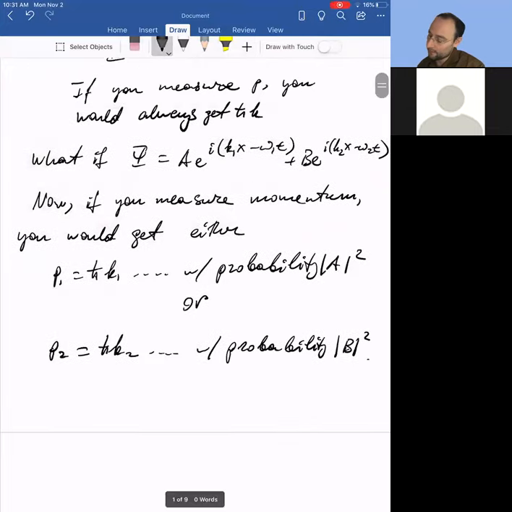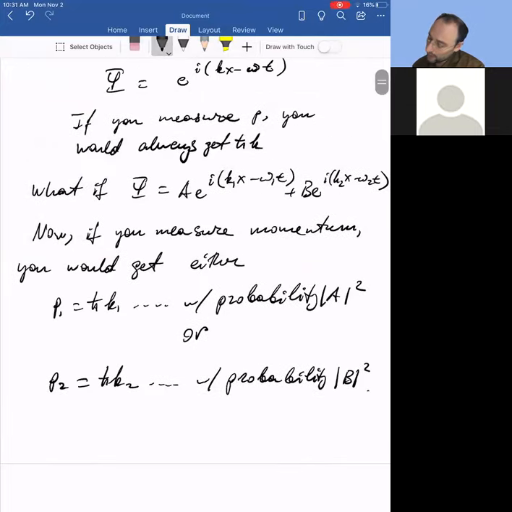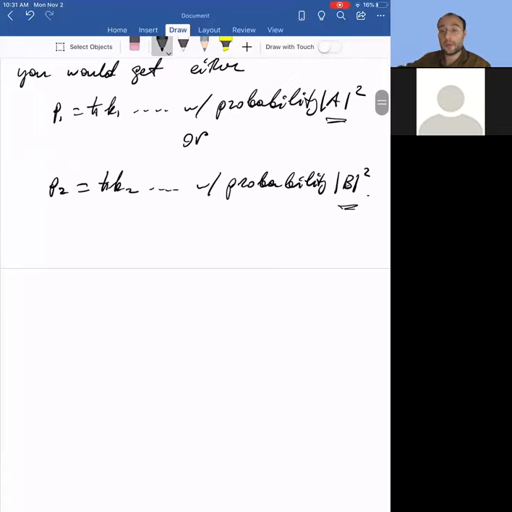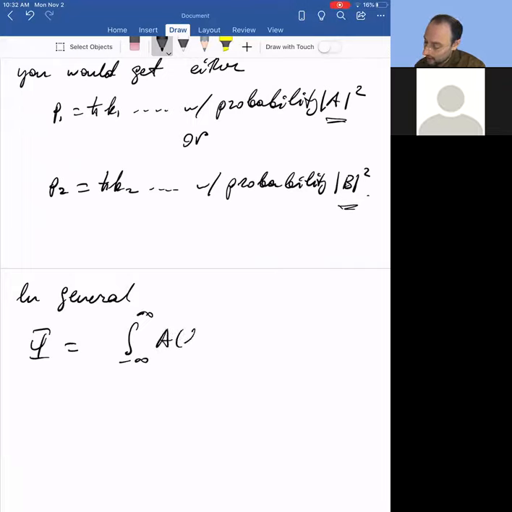Okay, so it's a superposition of two plane waves. Each one has a wave number, and so you can get either h bar k1 or h bar k2, respectively with probability given by this or this. One step up, three plane waves, and so on. In general, the wave function is a superposition of an infinite number of plane waves, where the weighting factors are given by A of k, the Fourier transform.